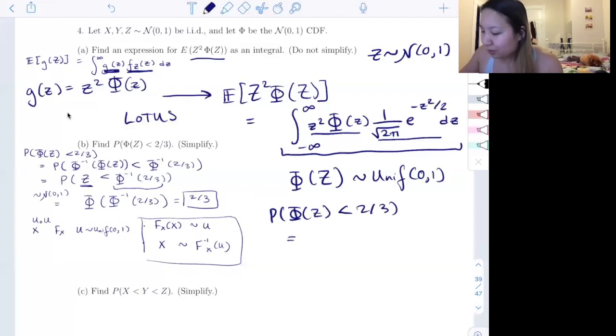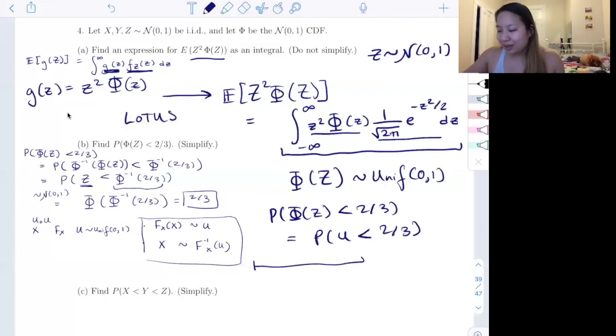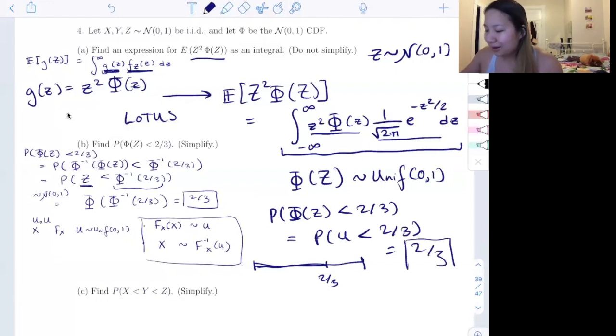That's going to be equal to the probability, I'll just do this for notation's sake, I like U's for uniforms. And from here, you can see that if we look at the stick, we want our U to be less than 2/3, so that's just 2/3 of the stick. So this is going to be equal to 2/3 itself. So that's the same answer we got before, just found in a different way by universality of the uniform.